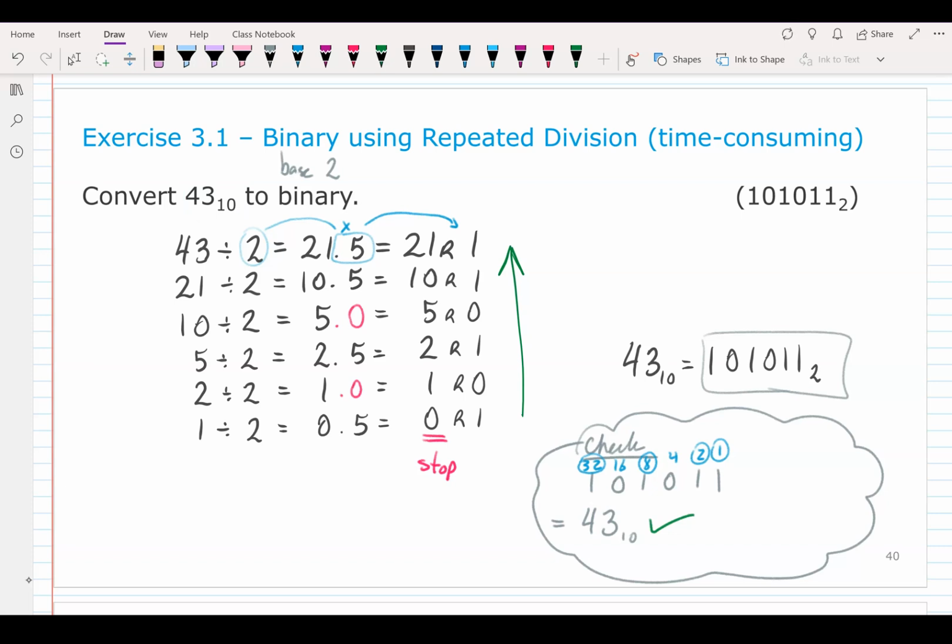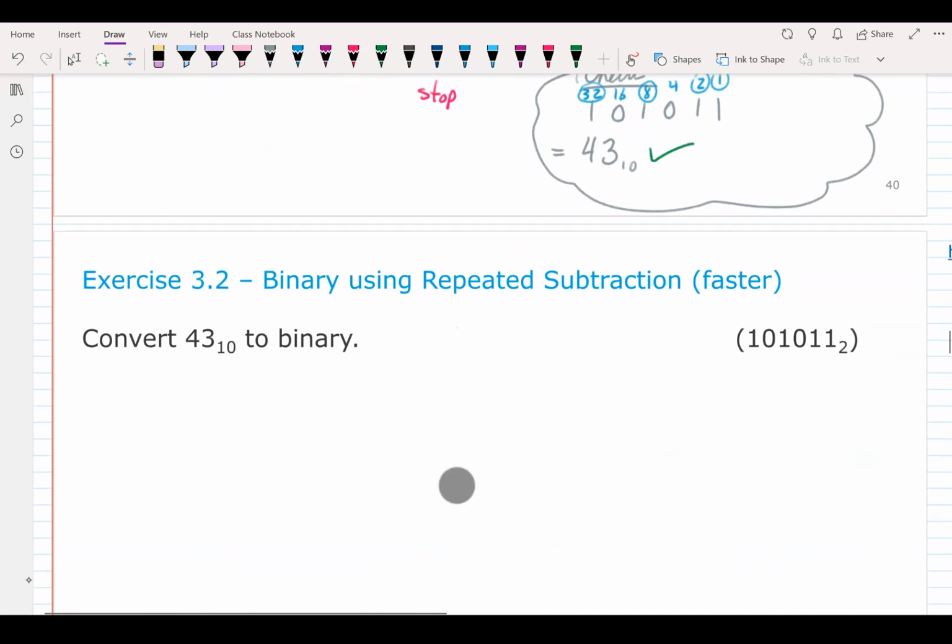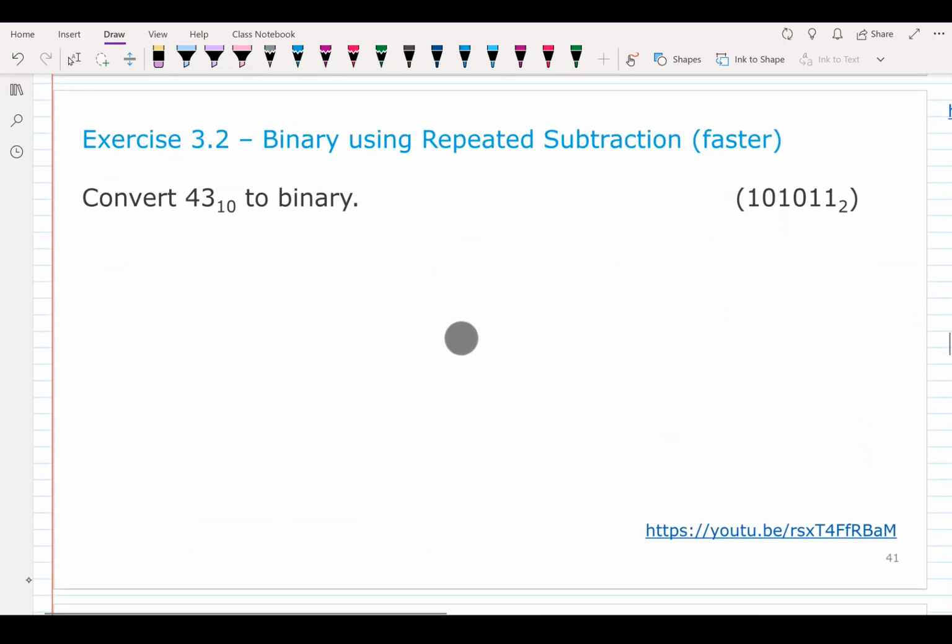So if you're not sure how to do this, go back through what I explained and do it yourself and make sure you can get what I got. But I don't actually recommend this method for binary very much. There are easier ways to do it, which is why I called this exercise 3.1. I'm going to do exercise 3.2, which is the exact same question done using what I'm calling repeated subtraction.